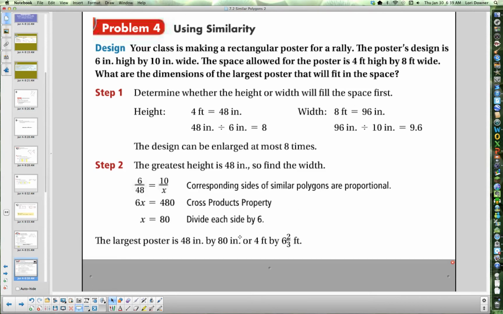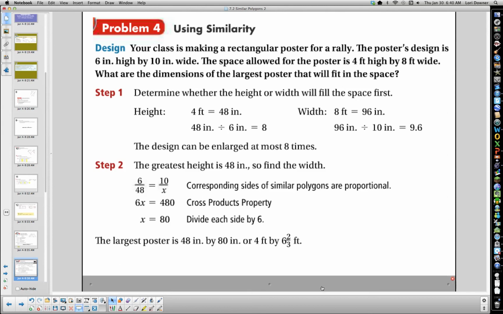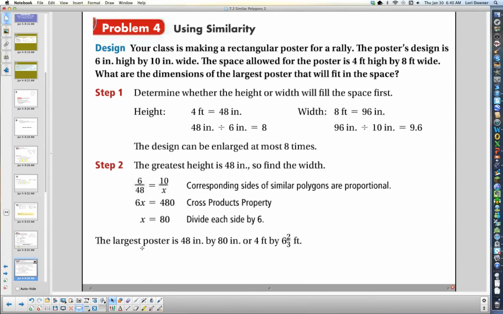Now 80 is in inches, so we're going to change that back into feet. And so we get the largest poster is 48 inches by 80 inches, or what we say 4 feet by 6 2/3 feet, or you could change that even into feet and inches, which I prefer. I'm going to show you this with another problem as well.